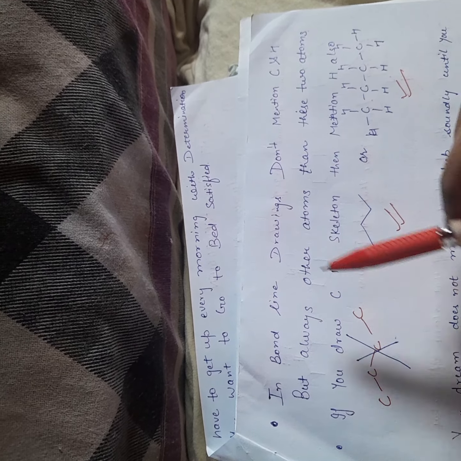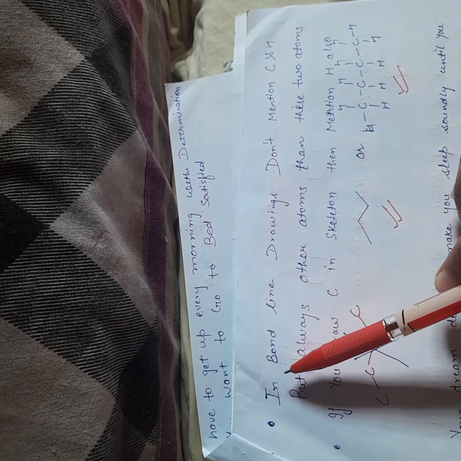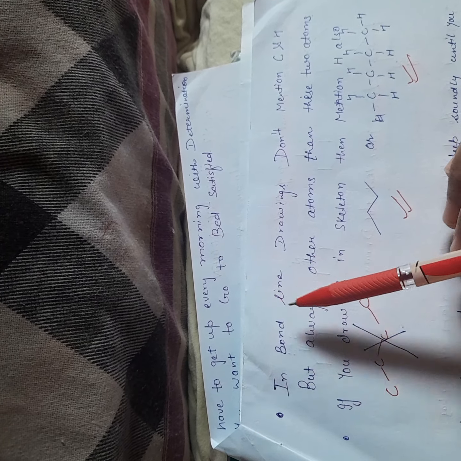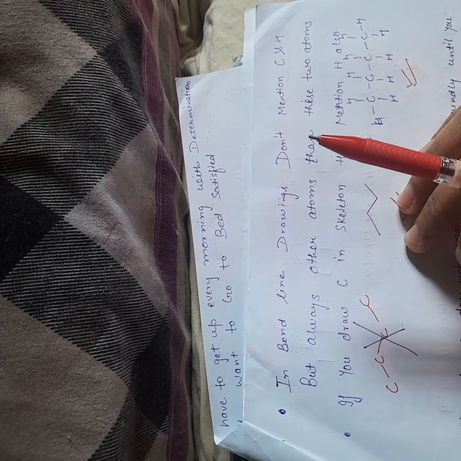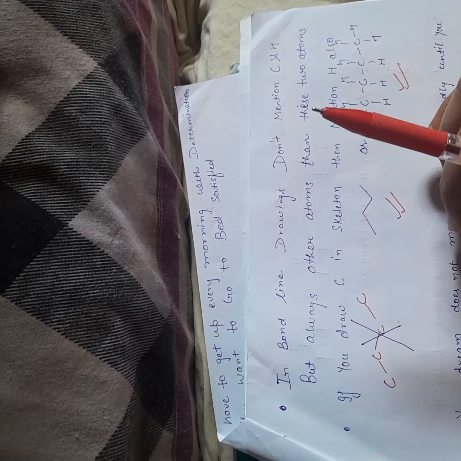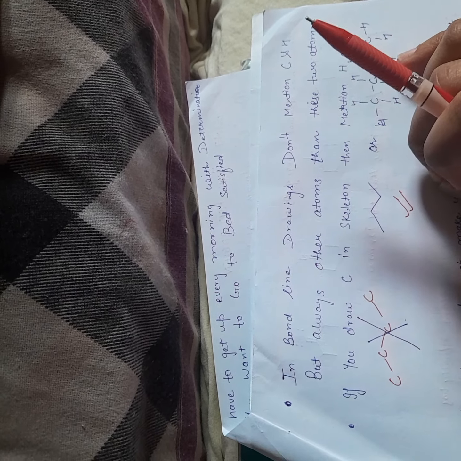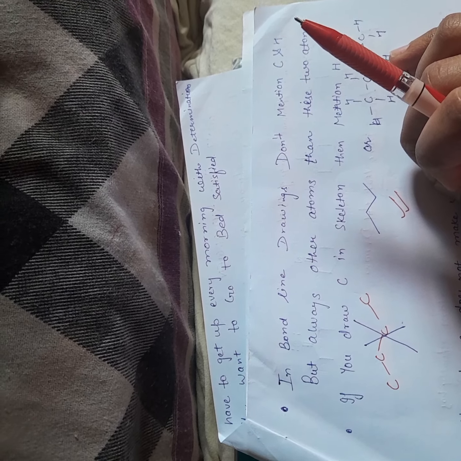Let's not bore too much with the teaching. Let me conclude what we have learned today. In bond line drawings, don't mention carbon and hydrogen, but always mention atoms other than these two. Whenever you draw any kind of molecule, I'll first explain that these bond line drawings are meant for the carbon and hydrogen to be hidden in it, right?